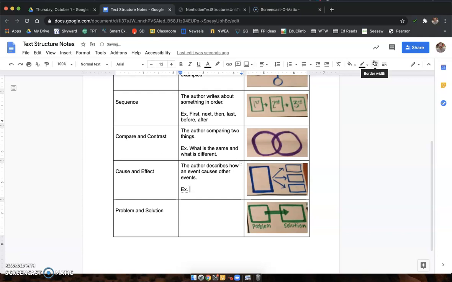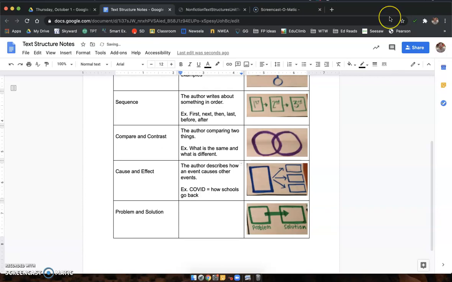Okay? All right, so the example, let's just use this coronavirus one. So it's like COVID, and then I will do equals. So the event equals how schools go back to school. All right, so one event leads to other events. So the cause is coronavirus, and the effect is now schools have to decide how are we going to go back to school. Okay.